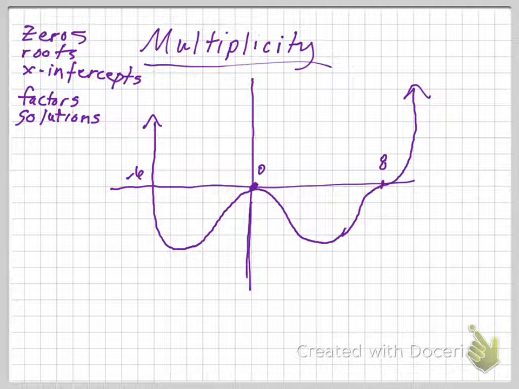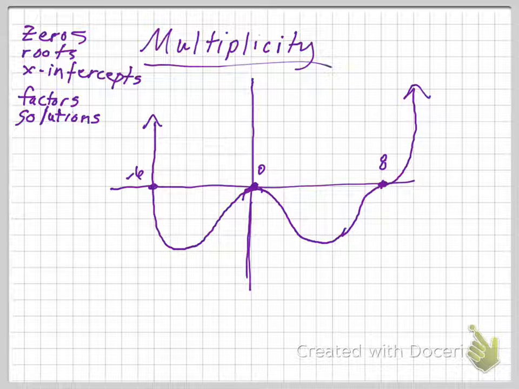So all of these words mean the same things. We talk about the zeros, the roots, the x-intercepts, the factors, and the solutions. That doesn't much look like an L, but that is an L. All of these words are talking about where it crosses the x-axis, right? So this point is at -6. So that's my 0. I have a 0 at 0, and I have a 0 at +8. I have a root at -6, a root at 0, a root at 8. So we have all these different places where it's either touching or crossing the x-axis.